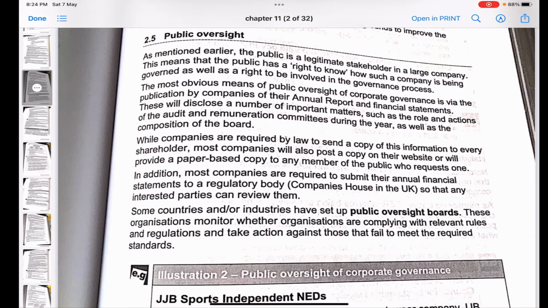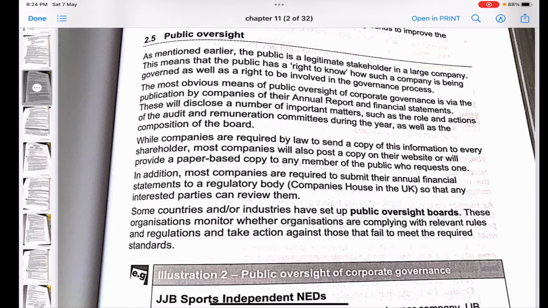As mentioned earlier, the public is a legitimate stakeholder in a large company. So the public is one of the most important stakeholders. The public deserves to know about the organization. So the most obvious means of public oversight of corporate governance is via the publication by companies of their annual report and financial statements. So the organization owes it to the public to show them their financial statements in the annual report because they deserve to know.